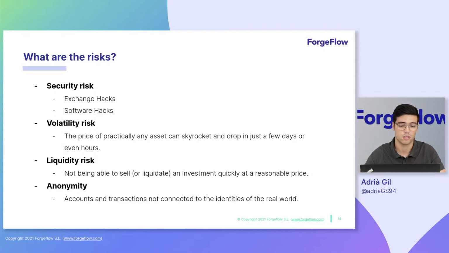There is a liquidity risk, that you have the risk of not being able to sell an investment quickly enough at a reasonable price. And there's also the risk of anonymity. In the cryptocurrency blockchain, the accounts and transactions are not connected to identities in the real world. So there's this pseudo-anonymity in the ledger, and this is appealing for criminal organizations, for example, to launder money or to use cryptocurrencies to purchase weapons, etc. So this is also a risk that these currencies have.